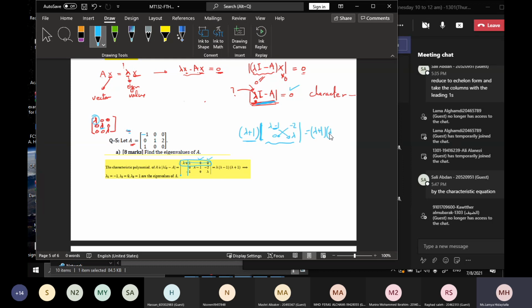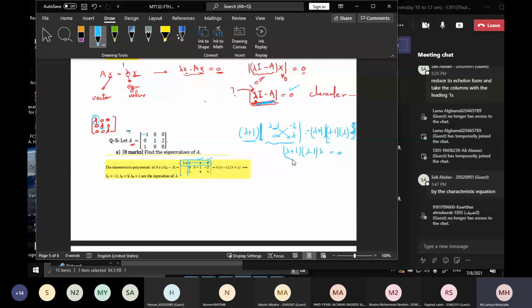So lambda minus 1 times lambda, correct? Minus 2 times 0 is 0, so minus 0. So this part is not there. So what will I have? I'll end up with lambda plus 1 times lambda minus 1 times lambda is equal to 0.